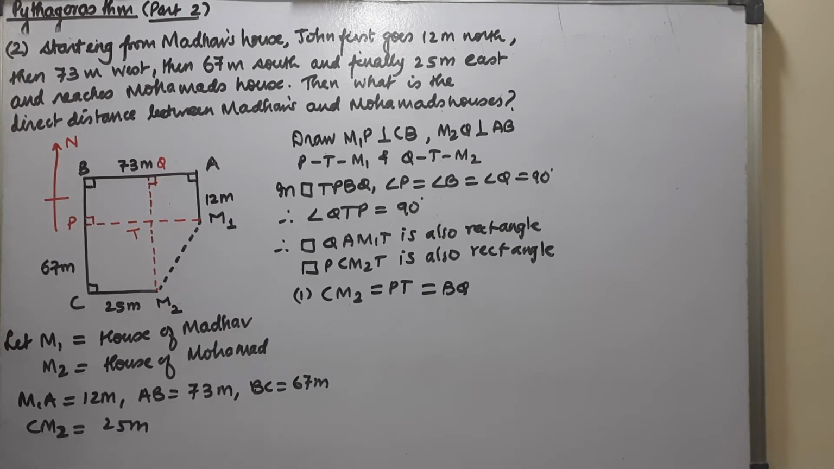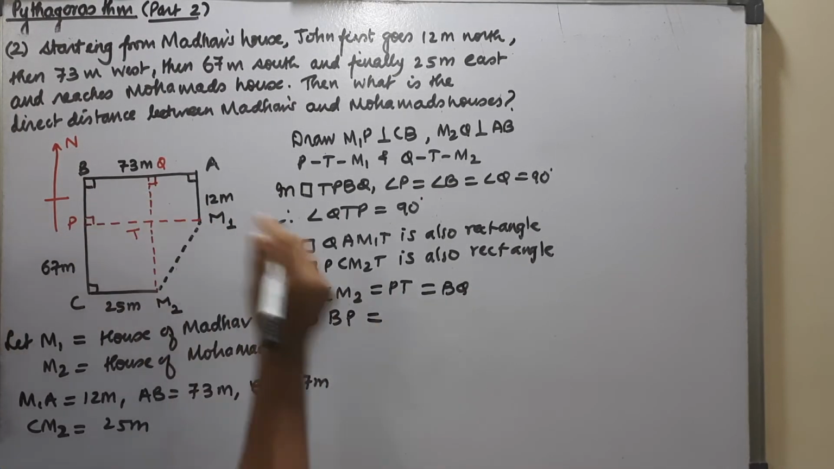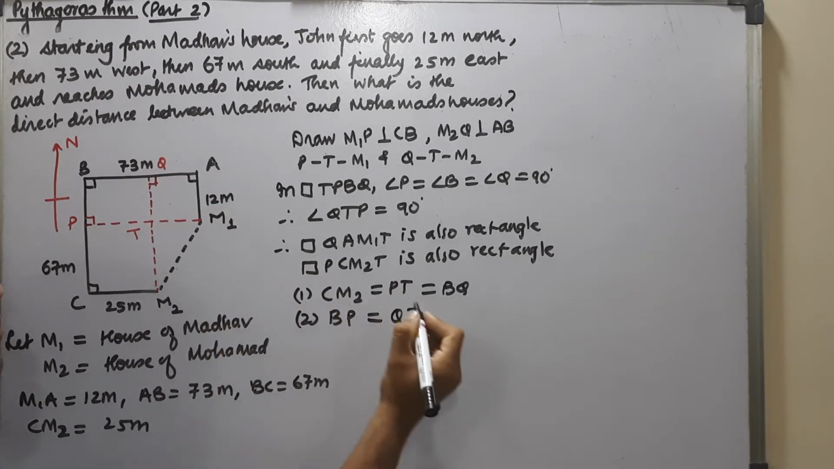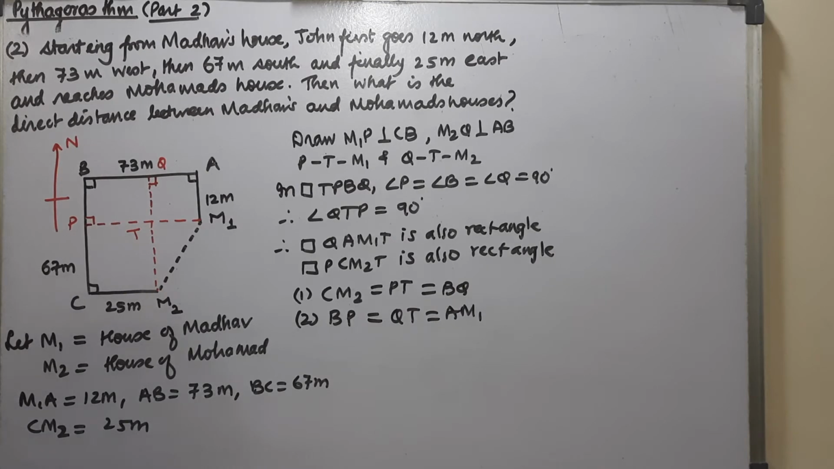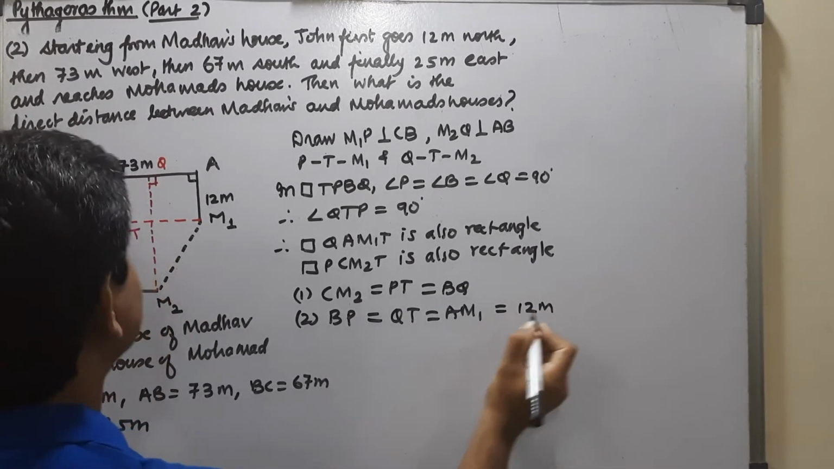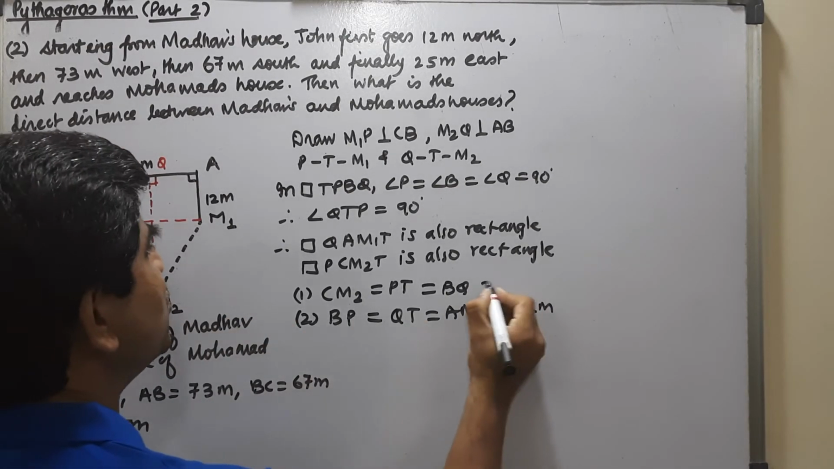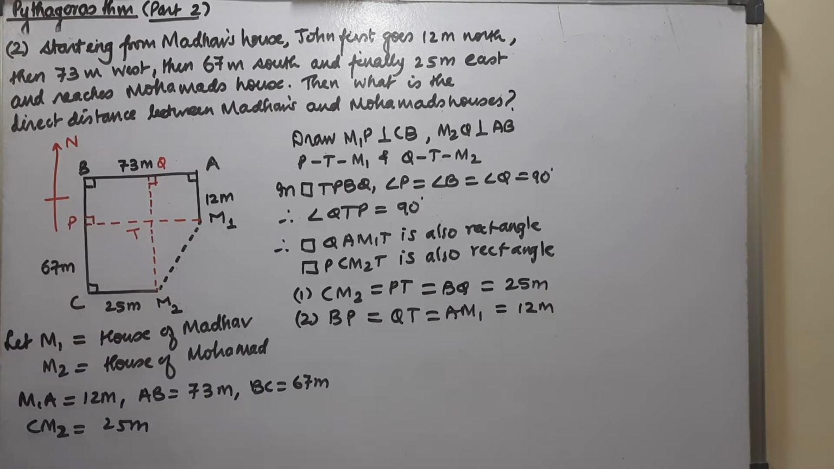This is my first thing which I got. Secondly, I have BP which is equal to QT, which is equal to AM1, right? Which is nothing but 12 meter, and here CM2 is your 25 meter, right? That means now I can find this also.